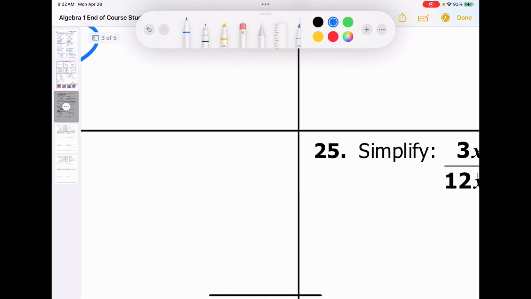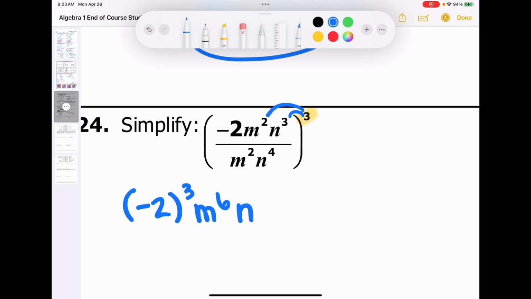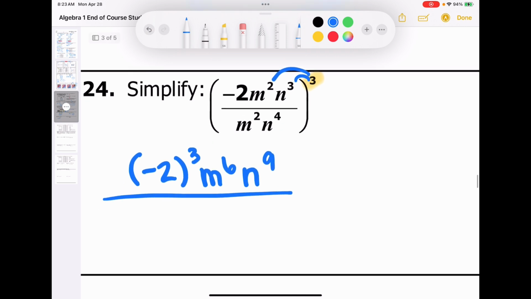All right, 24. So we have a fraction in parentheses, and we have an exponent on the outside. So this exponent of 3 needs to be distributed to everything in the parentheses. So for my coefficients, that would be negative 2 to the third power. And then for our variables, we just multiply. So 3 times 2 is 6. 3 times 3 is 9. And then we also put it in the bottom because the bottom is in parentheses. So 3 times 2 is 6. 3 times 4 is 12.